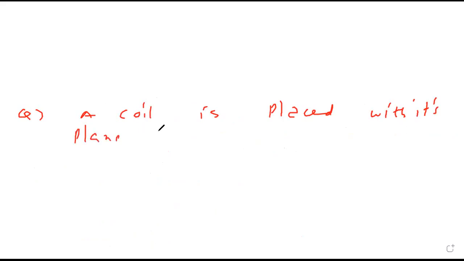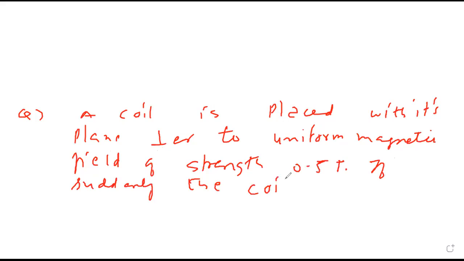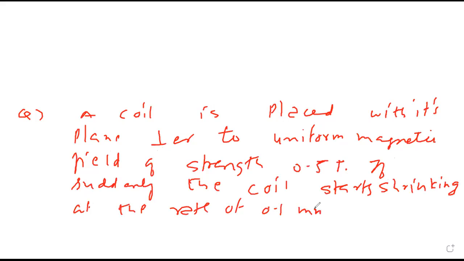Second question. A coil is placed with its plane perpendicular to a uniform magnetic field of strength 0.5 Tesla. Suddenly the coil starts shrinking at the rate of 0.1 millimeter per second.